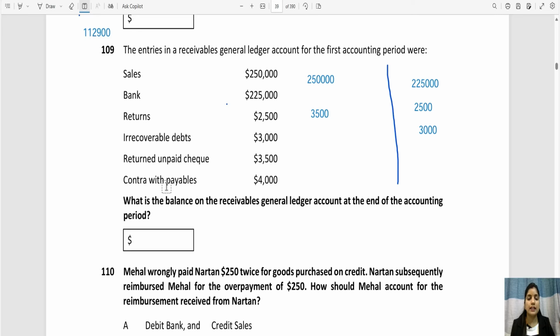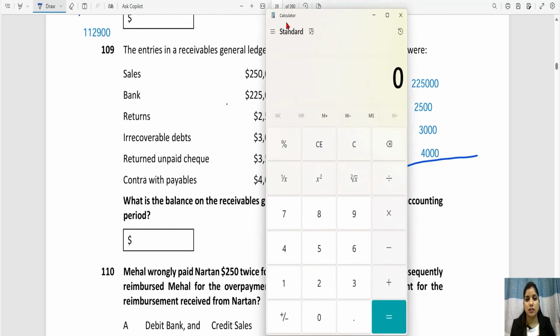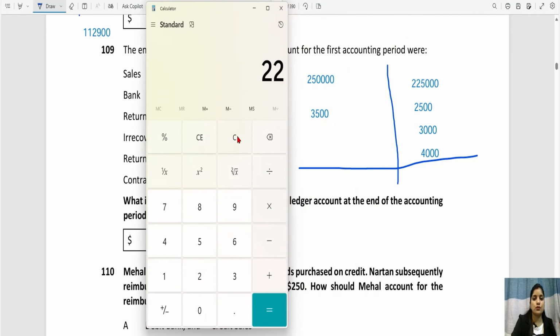Contra with payables. Again, in case your customer is also your supplier, in that case we need to pass a contra entry. So it will reduce your receivable ledger, and so it will be posted on the credit side, 4,000. So let's add all this amount and see how much the total is. If we add the credit part, the amount is 225,123. Then again 2,500. Then again we have 3,000, and again we have 4,000.